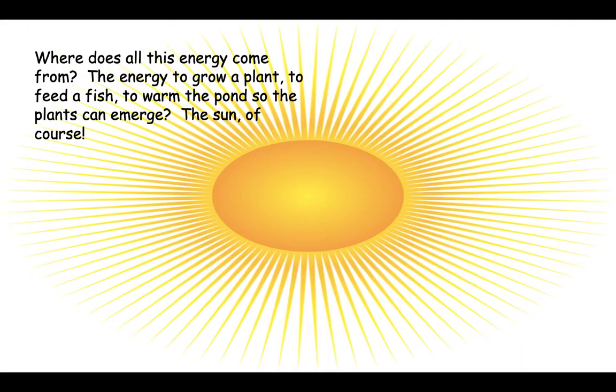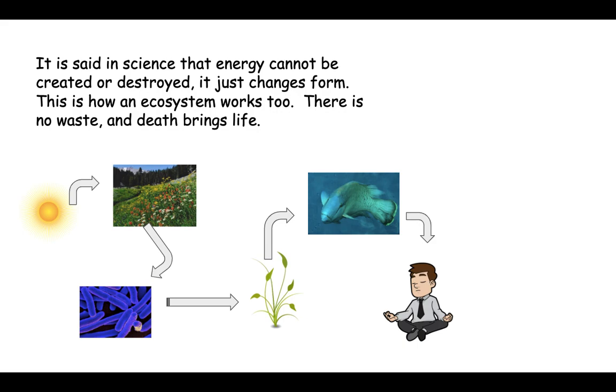Where does all this energy come from? The energy to grow a plant, to feed a fish, to warm the pond so the plants can emerge. The sun, of course. Okay, I put this little scene together here, so it's probably not the best science diagram you've ever seen, but I wanted to capture the fact that the energy is flowing around continually, and it's not just like a closed loop where it can only do one thing.